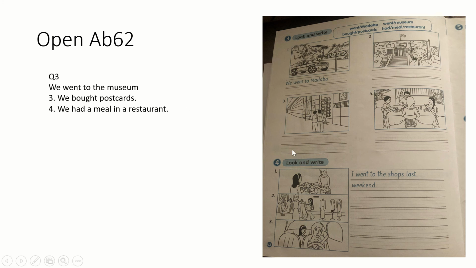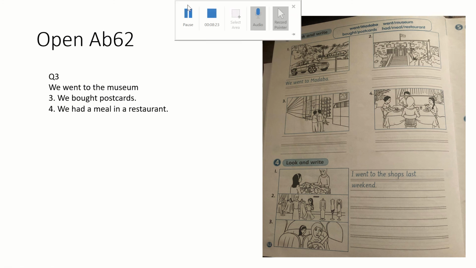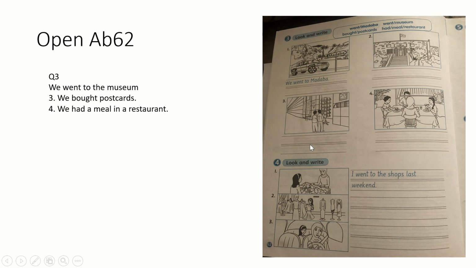About exercise number 3, here are the answers. We went to the museum. This is number 2. We bought postcards. This is number 3. We had a meal in a restaurant. This is number 4. Okay, when you finish, make a pause, stop the video, write the answers, okay? Don't ask for help from your mom because you have the answers, just write them.